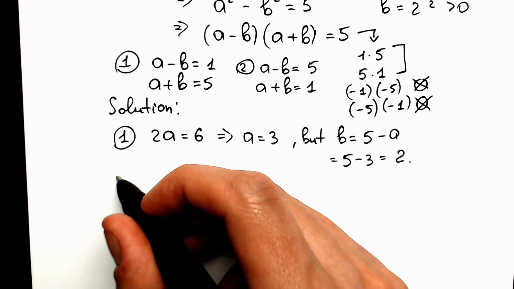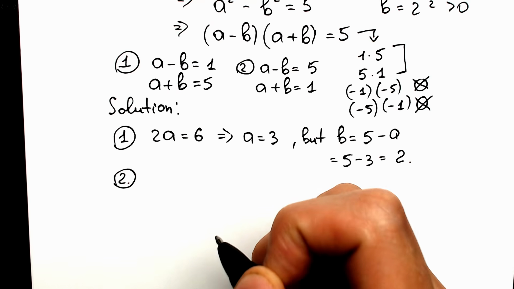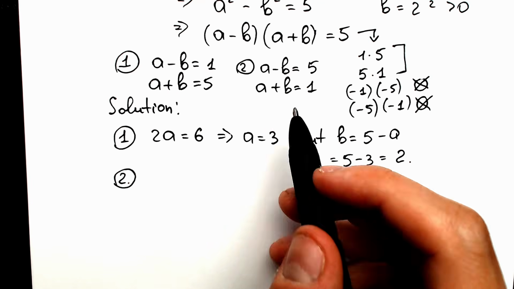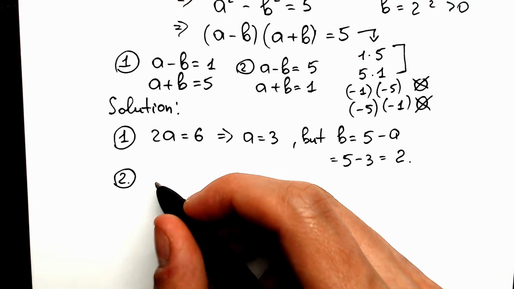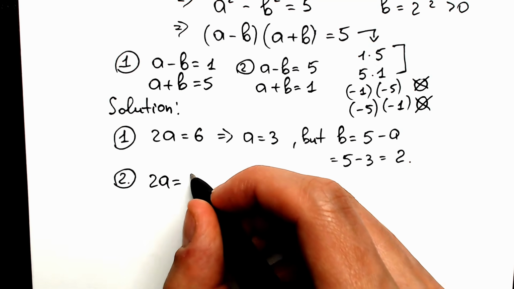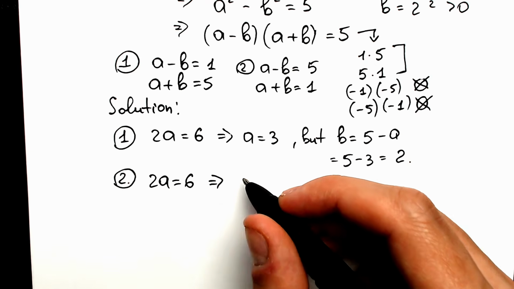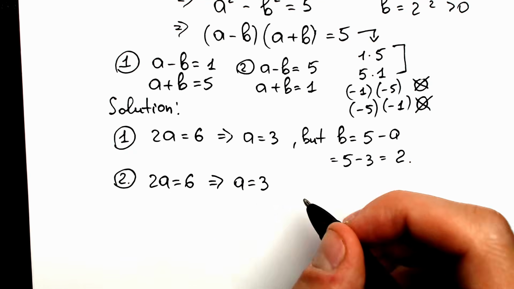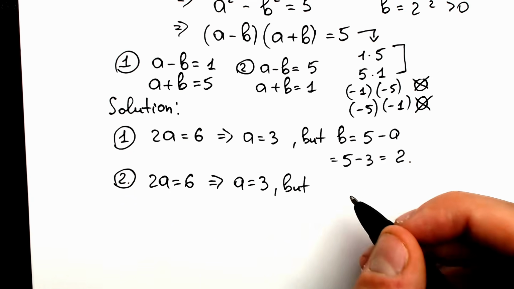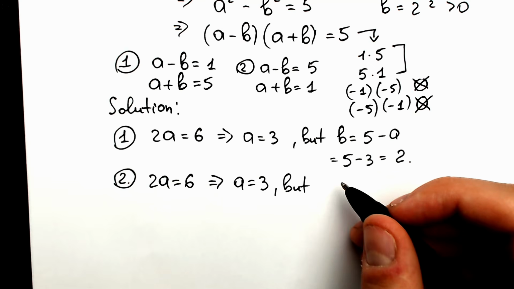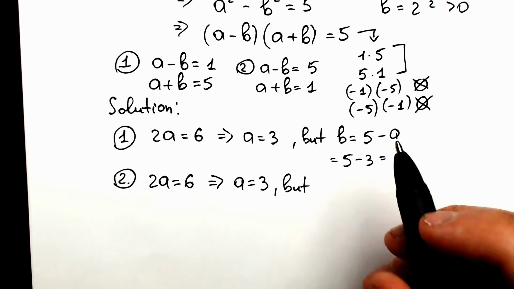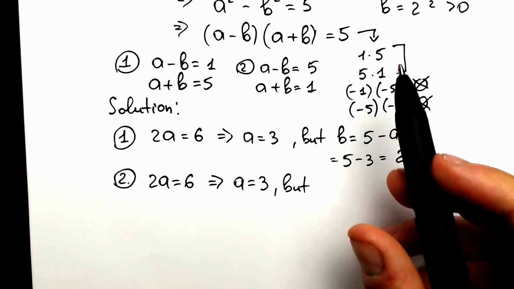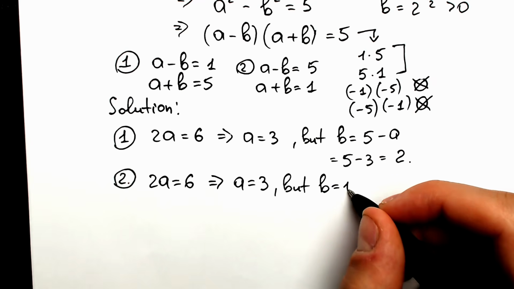Right now let's solve our second system, with 5 and 1. We have a minus b equal to 5, a plus b equal to 1, so 2a equal to 6, the same as at the beginning. From here, a is equal to 3, but our b equals 1 minus a.